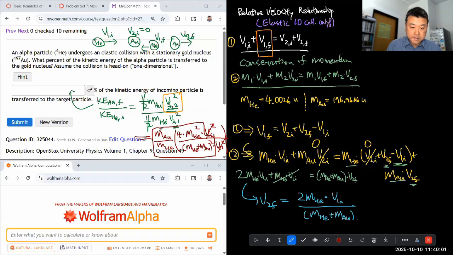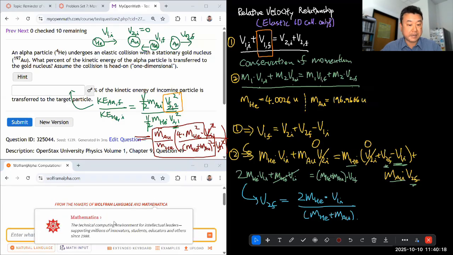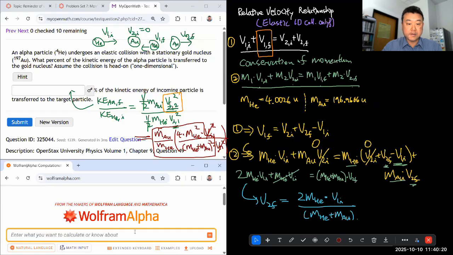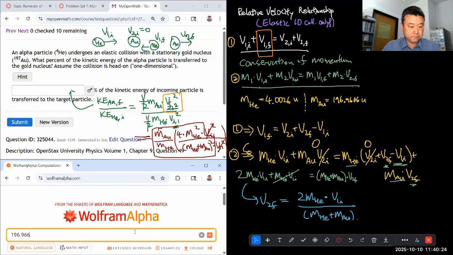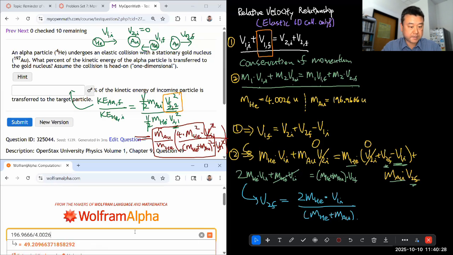So let me plug this ratio of masses into Wolfram Alpha, and let's hope the answer is graded as correct. I'm going to put masses in this way. I'm just going to put in the numerical value of this coefficient, and the unit U, the atomic mass unit, will just cancel out. I'm just going to trust that will happen. So mass of gold, 196.9636, divided by mass of helium, 4.0026. Okay, that's the coefficient up front.